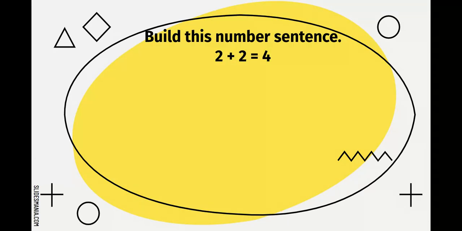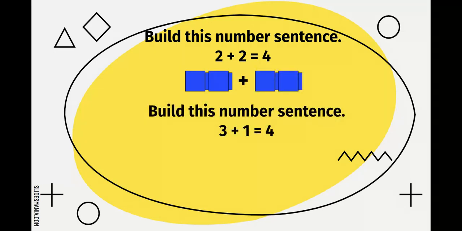So for example, there's this number sentence, 2 plus 2 equals 4. Okay, pretty simple. So we're going to show that with 2 cubes plus 2 more cubes, and that will give us 4 cubes. The second number sentence, 3 plus 1 equals 4, we're going to use 3 and then 1 cube. Now notice that this top sentence, 2 plus 2, has 1, 2, 3, 4 cubes. And this bottom one also has 1, 2, 3, 4 cubes. So these two addition sentences, although they are different, equal the same number.